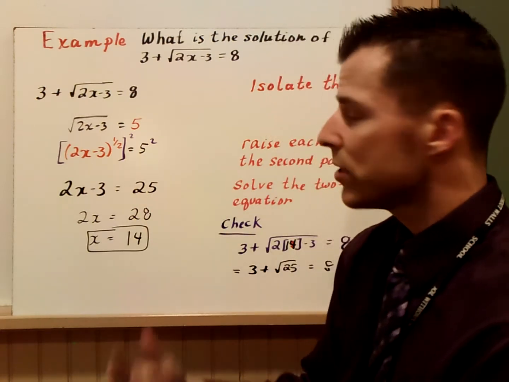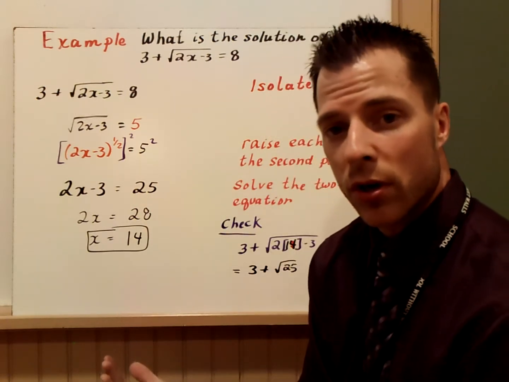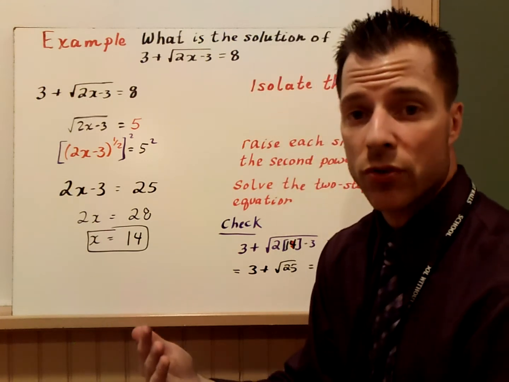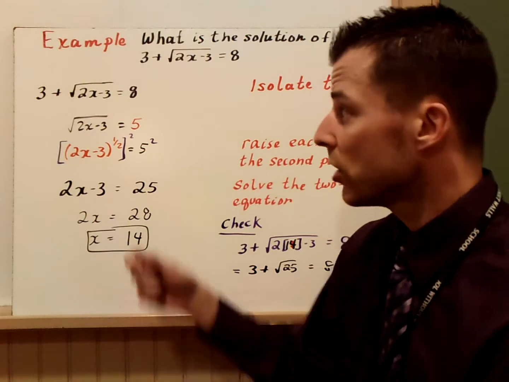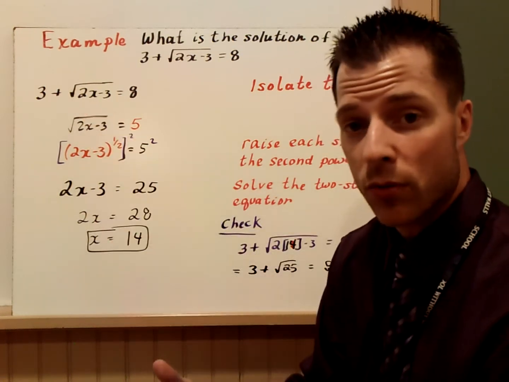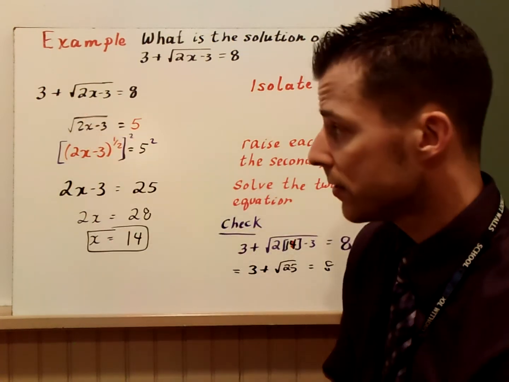It's always important with these to check your work, because there could be an extraneous solution. Meaning you find an x and you think it's the answer, and then when you check your work, it gives you the wrong answer. That's what it means to be extraneous.